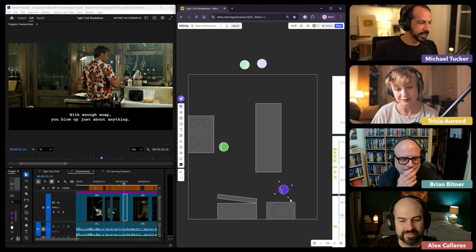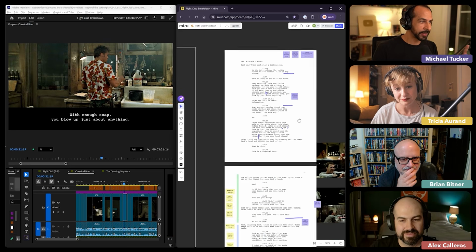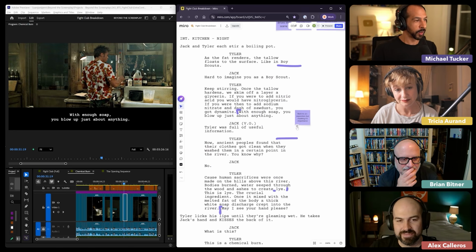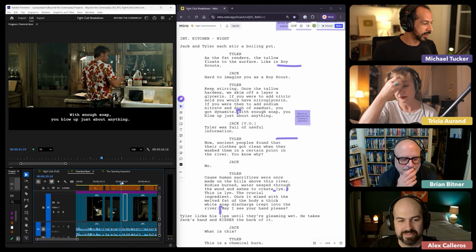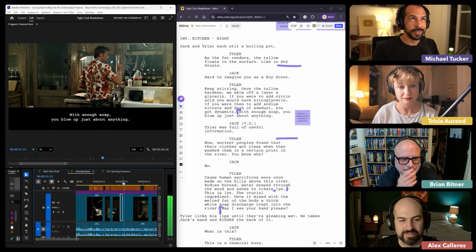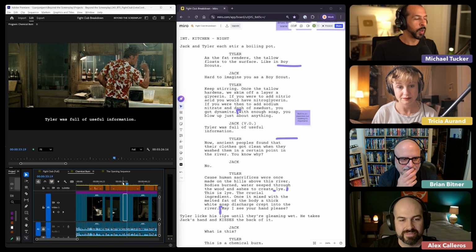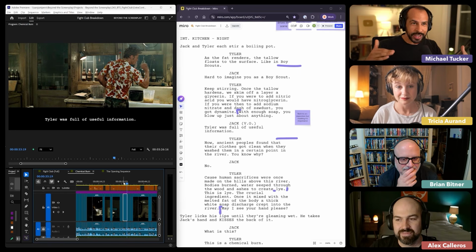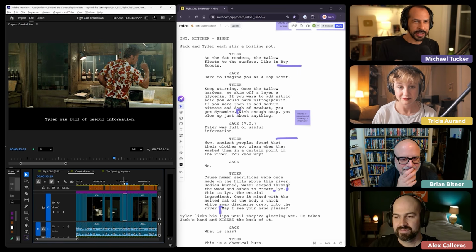Yes, absolutely. We don't need to go into super detail, but he moves from the refrigerator over to the sink. I think this is a really great example of blocking. What Tyler is saying here is, "With enough soap, one could blow up just about anything." That's important information. That's foreshadowing. That's stuff that's going to happen. You want that in the scene, but you don't want to hang a lantern on it necessarily.